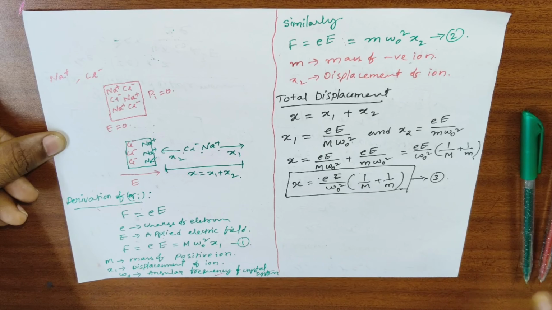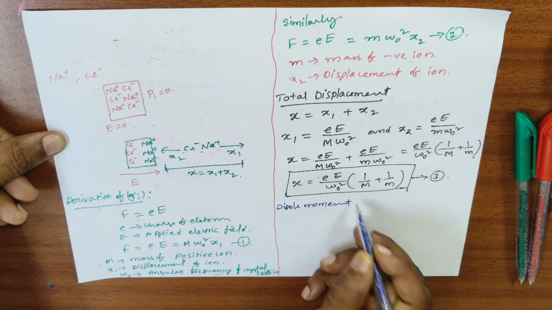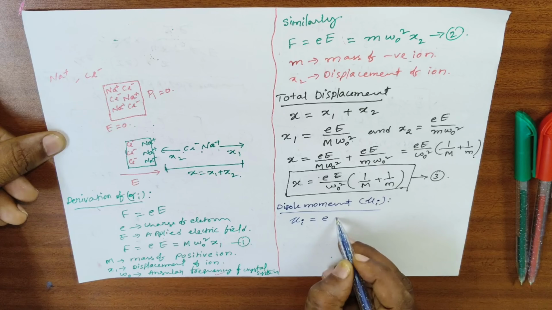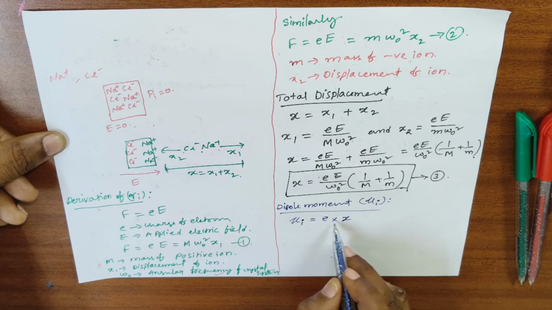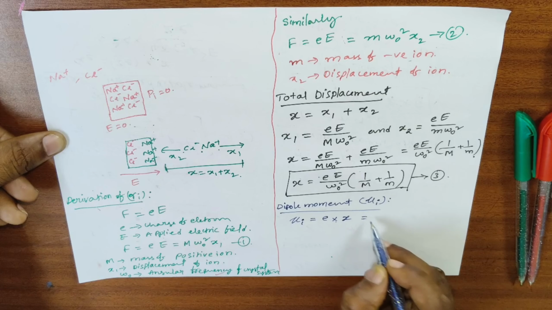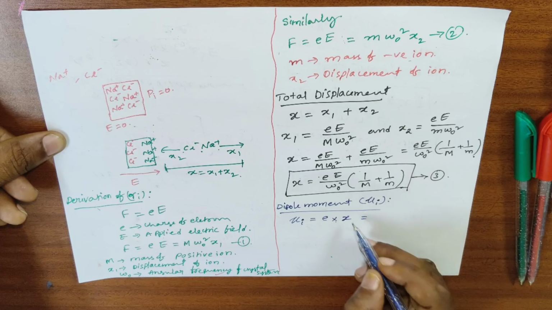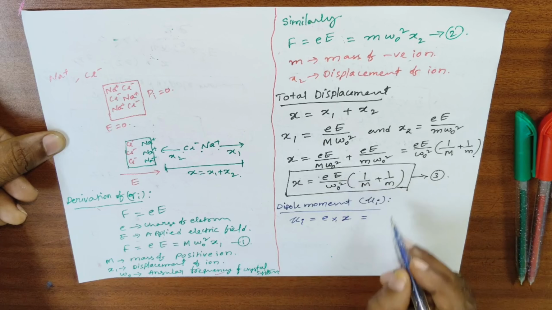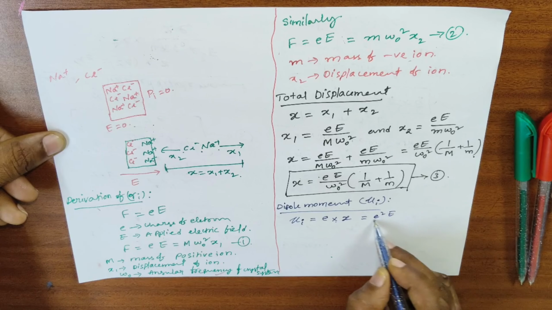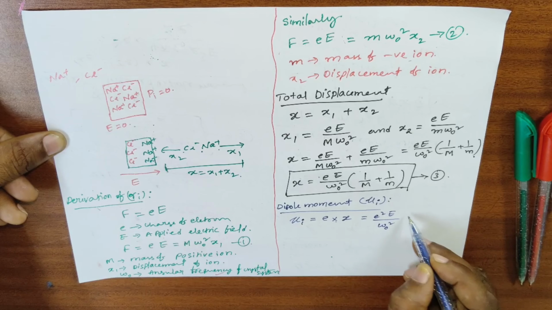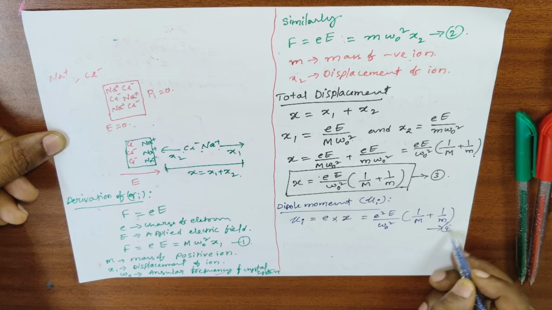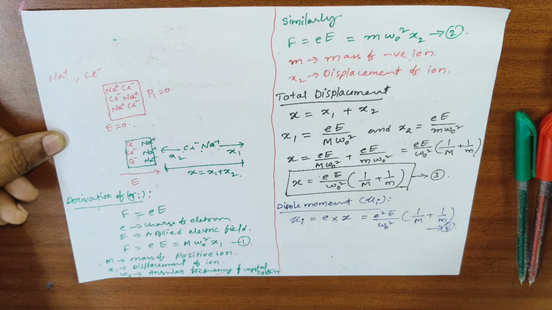Now we will calculate the dipole moment, mu I. Here mu I is equal to charge into displacement, that is e into x. From equation 3, we know the x value, so mu I is equal to e square capital E divided by omega naught square times 1 by capital M plus 1 by small m. This is equation number 4. This is the dipole moment of the ions.